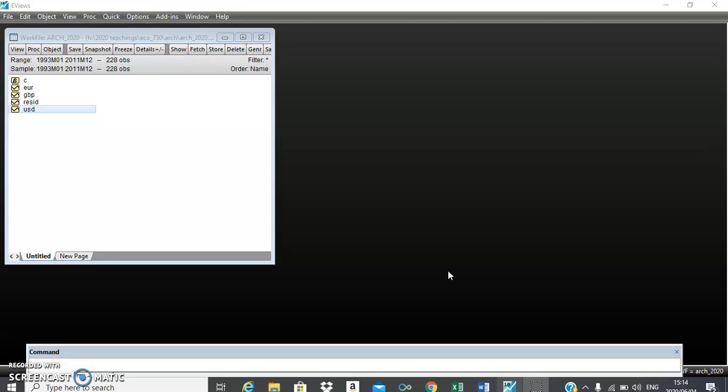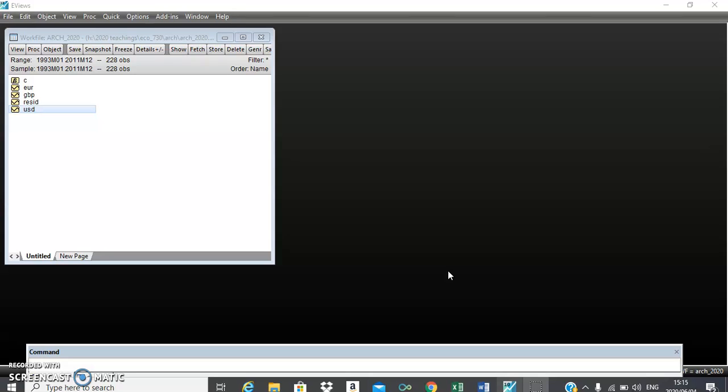Now we are going to do the demonstration of how to estimate a GARCH model, a standard GARCH, and then the T-GARCH, which is the threshold generalized autoregressive conditional heteroscedasticity, as well as the EGARCH, which is the exponential generalized autoregressive conditional heteroscedasticity.